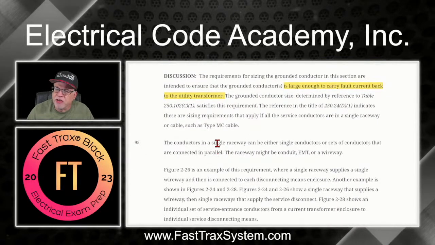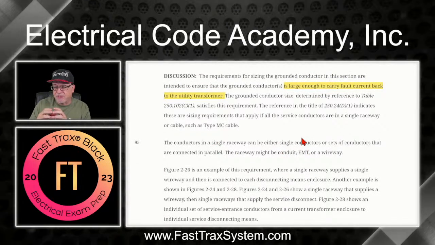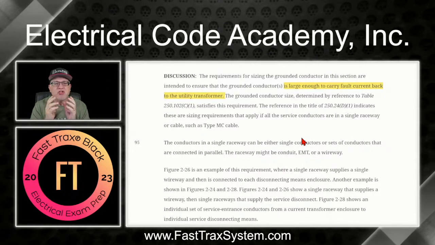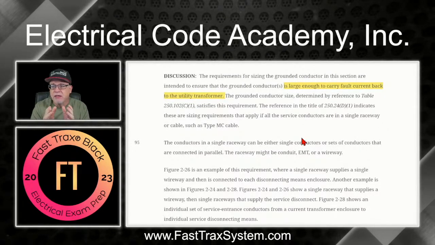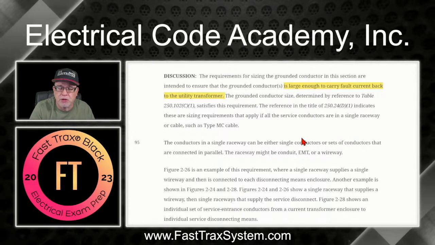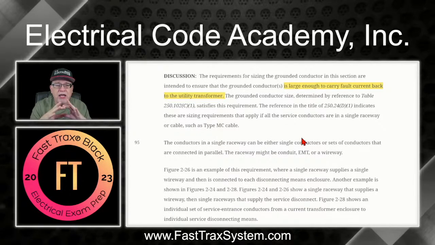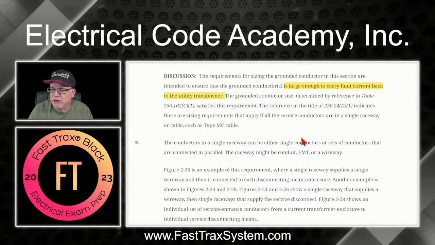Now, conductors in a single raceway can either be single conductors, or you could have sets of conductors in parallel in a single raceway. Like you might have an EMT with two sets. Maybe you're running two sets of 4/0 or two sets of 350s, and maybe your raceway is large enough and you're not exceeding the 40% raceway fill covered in Chapter 9, Table 1. So maybe we're okay. And that's all in one raceway. Okay, so that's what it's saying. We're simply talking about one raceway.